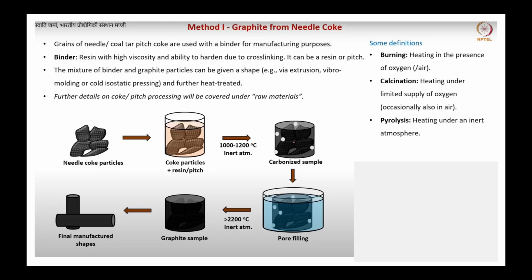So here, if you will see, the grain of needle or coal tar pitch coke are used with a binder for manufacturing purposes. So everywhere you will go, the term called binder will come again. Binder is very important. If you are reading about carbon, then whatever you are manufacturing, you have to use binder material, whether you are making a solution or composite or anything. So binder will provide you a good property.